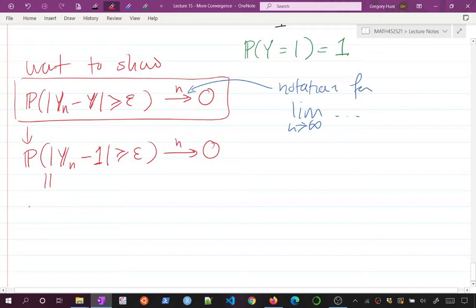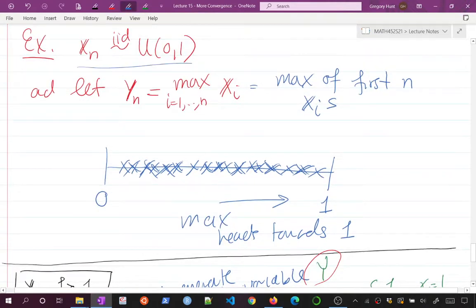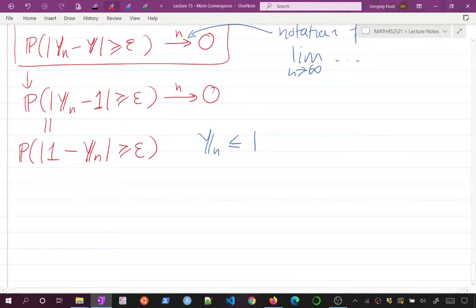First of all, I can flip around the yn and the 1, and I can say this is 1 minus yn bigger than or equal to epsilon, right? Why do I do that? Notice that surely yn is always less than or equal to 1, right? Yn is the maximum of a bunch of uniforms, of these xn's. It's never going to be bigger than 1, because the x's can't be bigger than 1, so the maximum can't be bigger than 1. Said that several times. And so the yn's are always less than or equal to 1. And so if I flip it around and think of it as 1 minus yn, I can actually drop those absolute value bars, right? Because yn is always less than or equal to 1.